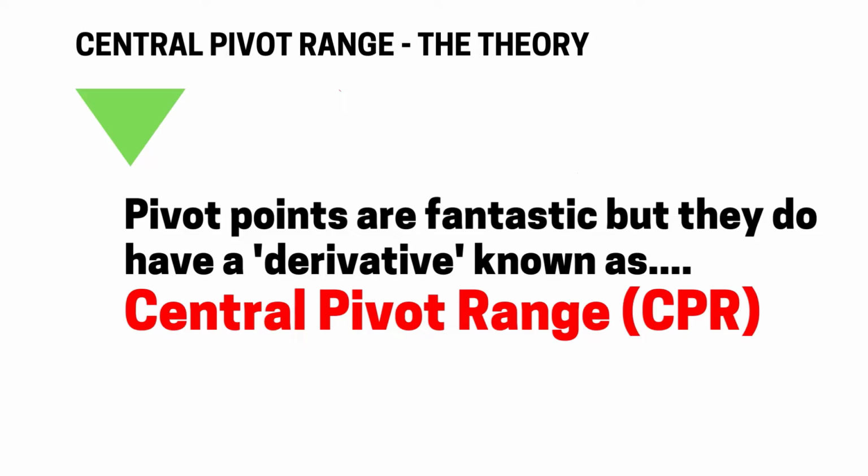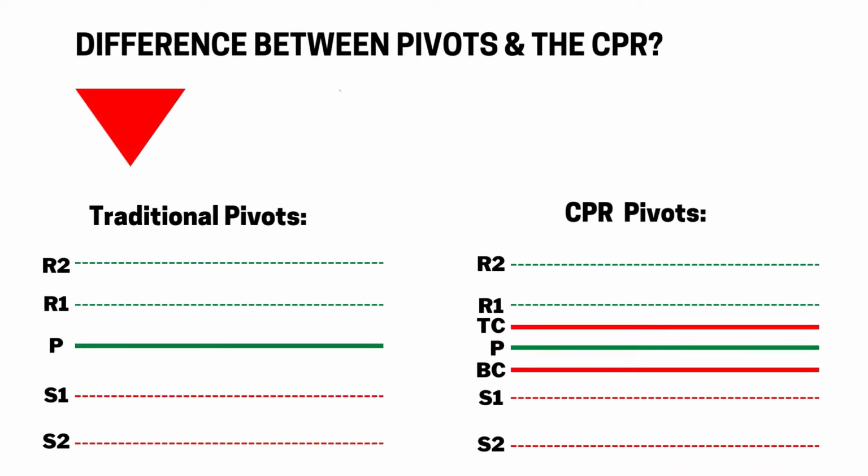And let's firstly have a look at the difference between the standard pivot that you might be used to or familiar with versus this Central Pivot Range, which I'm going to abbreviate as the CPR. Now you can see here the traditional pivot set up on the left and the CPR on the right, and you'll notice that the main difference are those two bold solid red lines on the CPR on the right, the TC and the BC lines. That creates a range around that central pivot, the P line there.